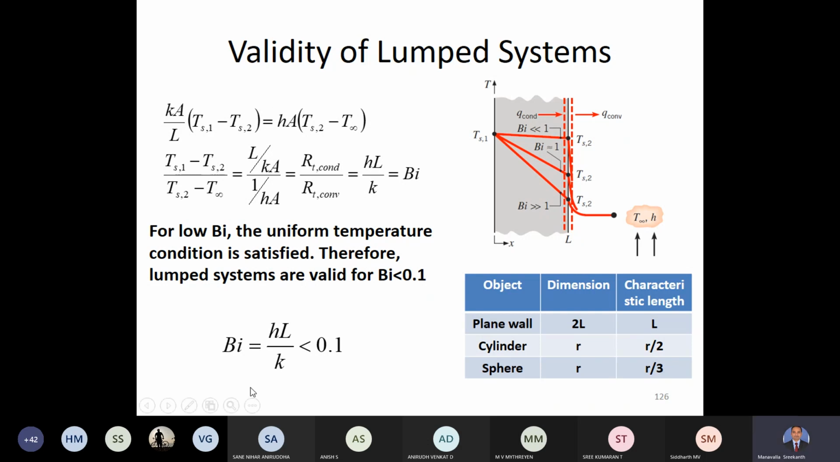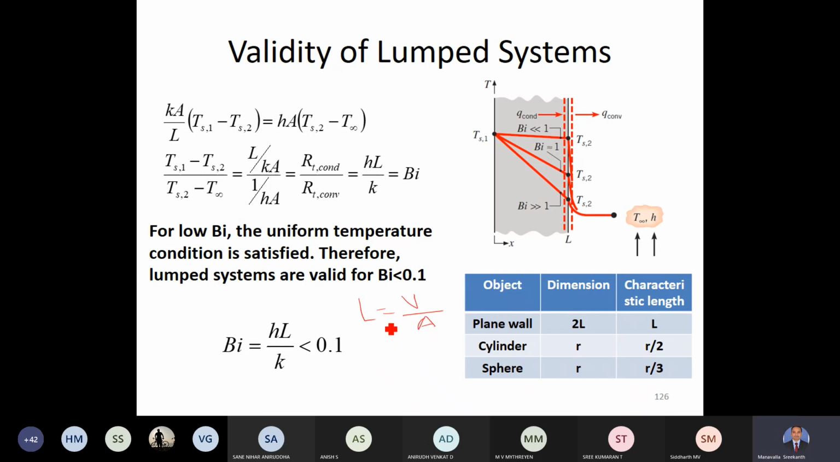Now let us take a look at this equation. For transient systems, the Biot number is important. So what is H? H is the heat transfer coefficient in the medium. K is the thermal conductivity of the solid object. And L is some kind of dimension, the characteristic length. L is actually a ratio of volume and area.